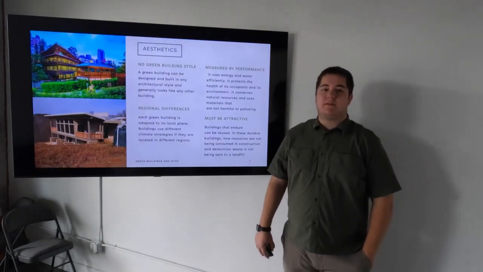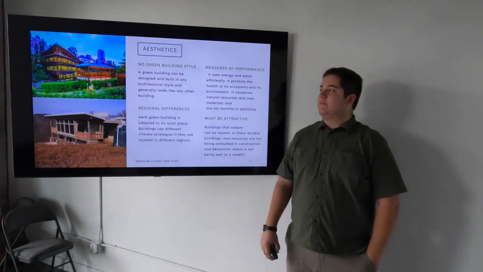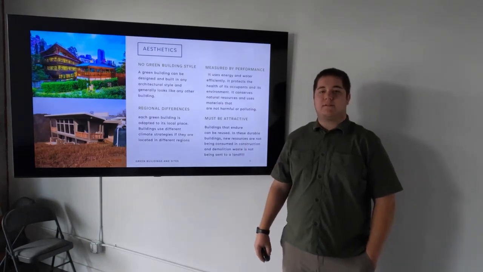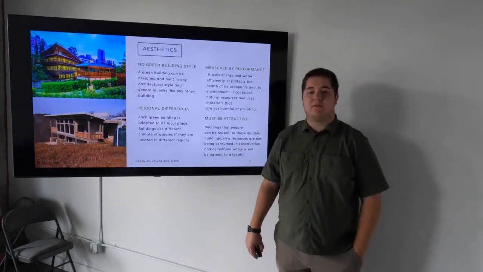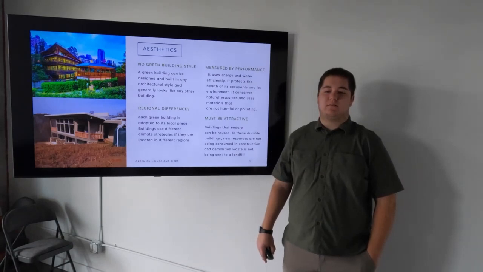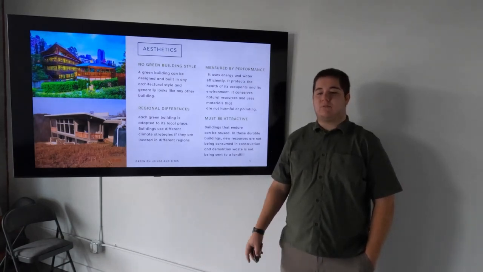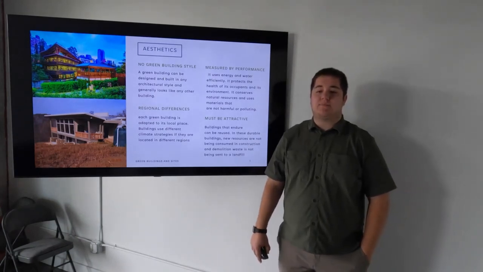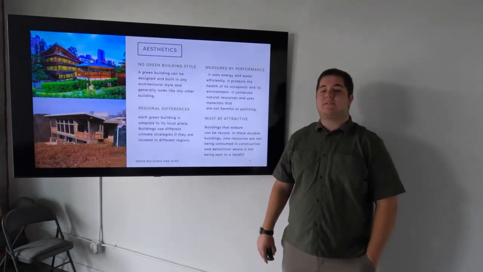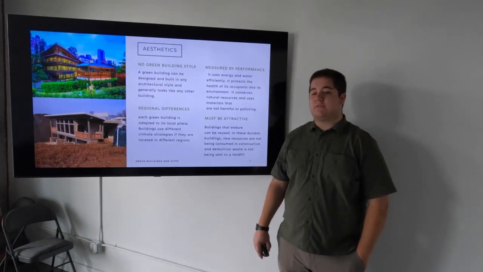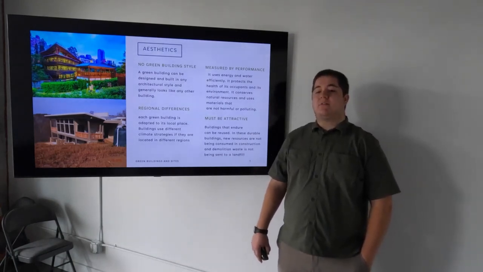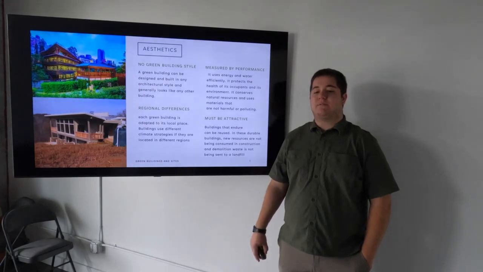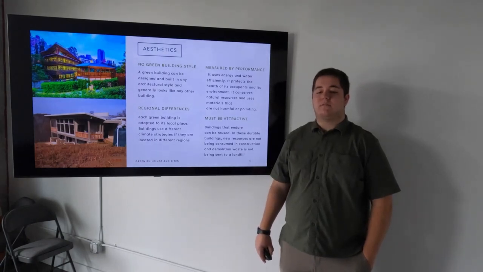So if you think of a green building, you may think of what it would look like, a big tall building covered in plants, and that does have something to do with it, but not everything. There's no green building style. A green building can be designed and built in any architectural style and generally looks like any other building. It's measured by performance other than aesthetics. It uses energy and water efficiently. It protects the health of its occupants and its environment. It conserves natural resources and uses materials that are not harmful or polluting.